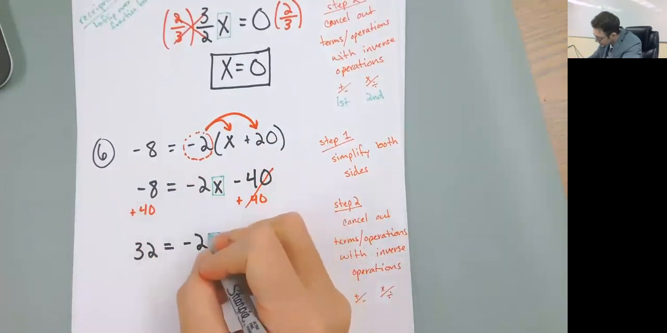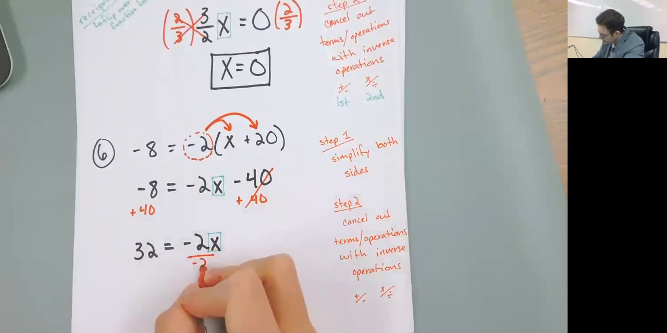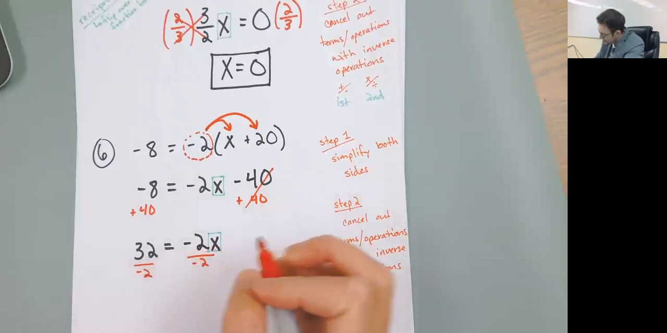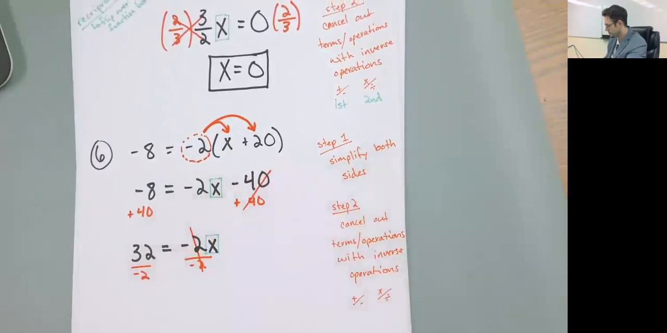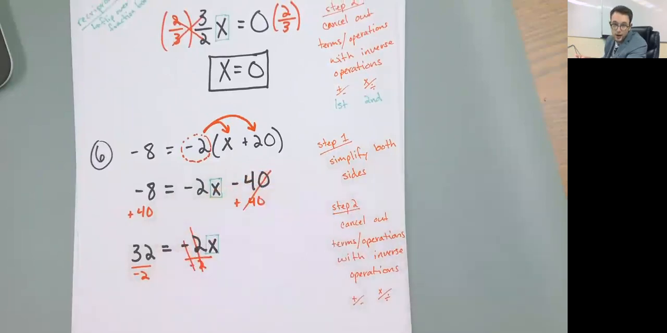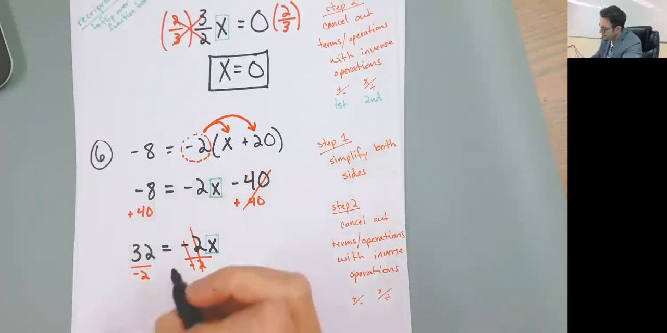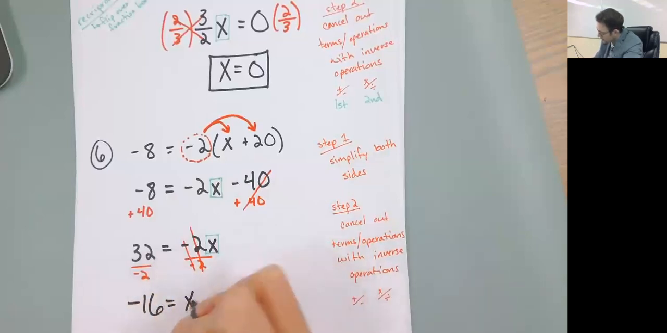Again, still trying to get this by itself. So in order to cancel out the multiplication, you divide. It cancels out. Negatives cancel out. That's really important. Negative divided by negative is a positive. That's why you divide by -2, not just 2. All right, so 32 divided by -2 is -16. And now we have x by itself.